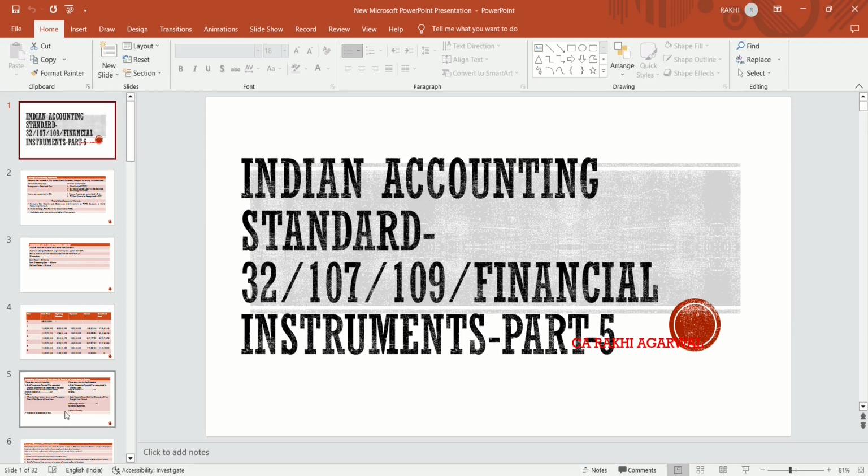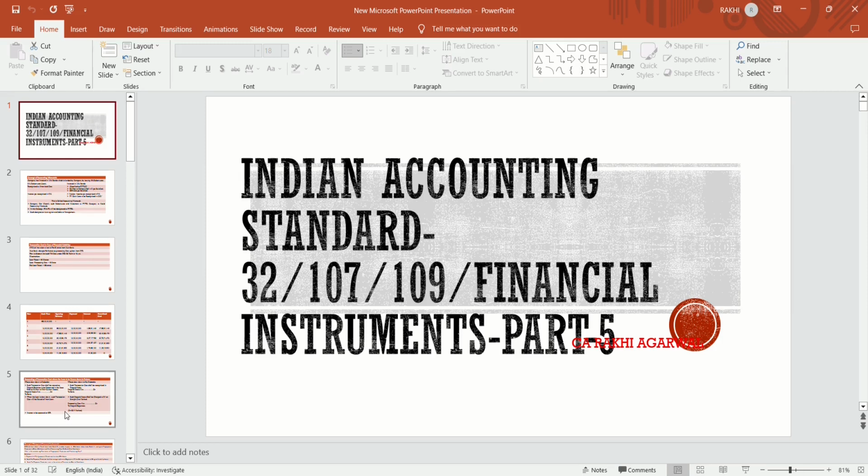Ind AS 32, 107, 109, which talks about financial instruments, part 5. Previously we had discussed in 4 sessions about this standard. Like we had discussed previously about the definition of financial asset, financial liability, equity. Then we had discussed about the derivatives.